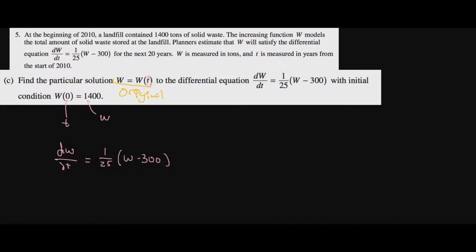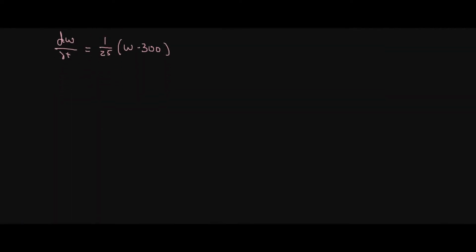Now, in order to get to your original, we're given the derivative. What do we do? That's the antiderivative. But notice how we have dW over dt. Well, if you guys remember, that means we're going to have to separate the variables, right? And so let's go ahead. We're going to multiply dt to both sides, and I'm going to divide both sides by W minus 300, right? Divide by W minus 300.